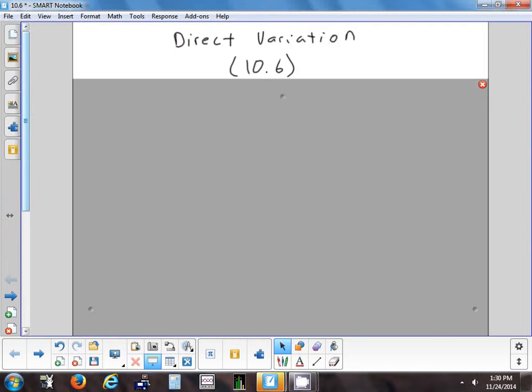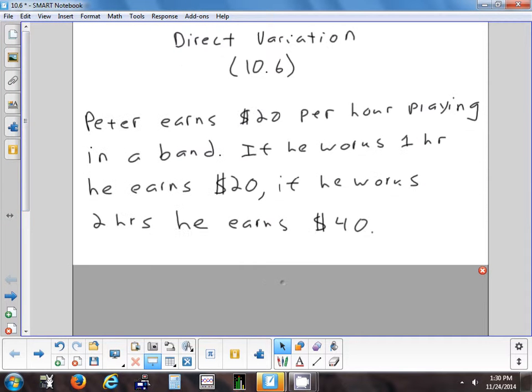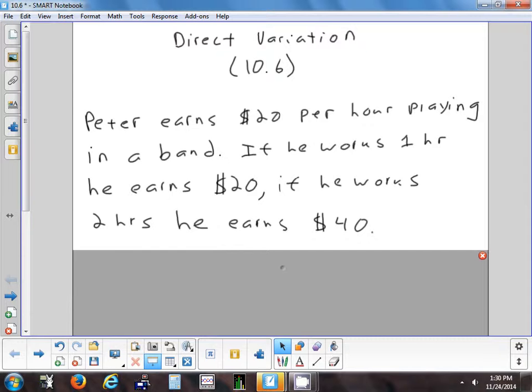All right, so let's take a look at section 10.6. First thing is I just want you guys to look at this. You don't have to write all this down. Just listen to this as I read it. It says that Peter earns $20 an hour for playing in a band.